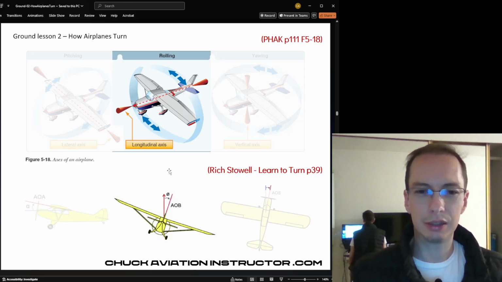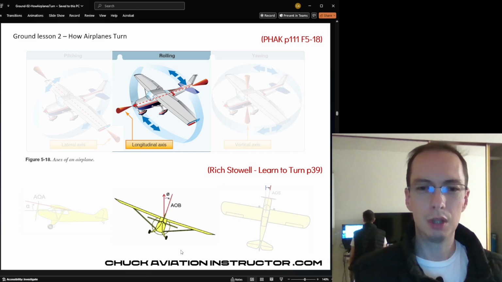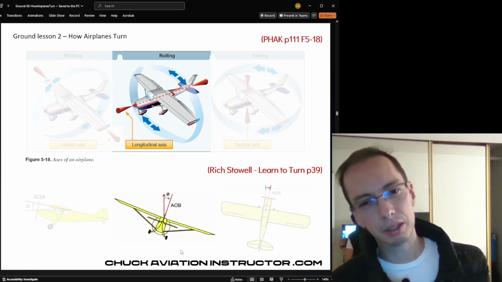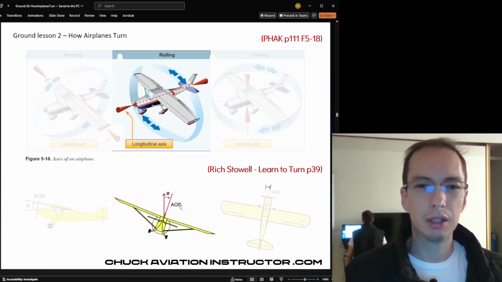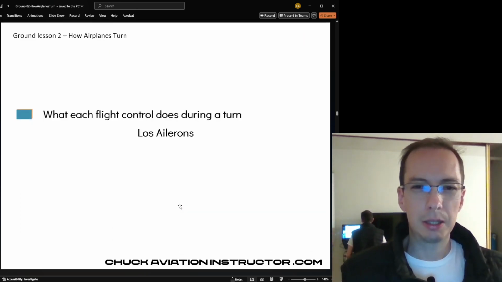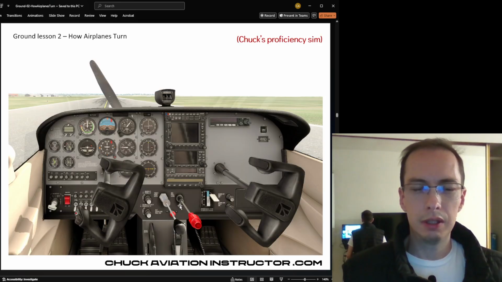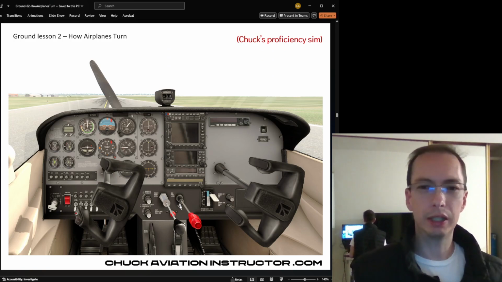Los ailerons, as I said before, what matters about them is that they cause your airplane to bank. They control the roll or bank from your ear to your hip in both sides, ear to hip. And this is what happens when they are controlled with the yoke or stick in your airplane.